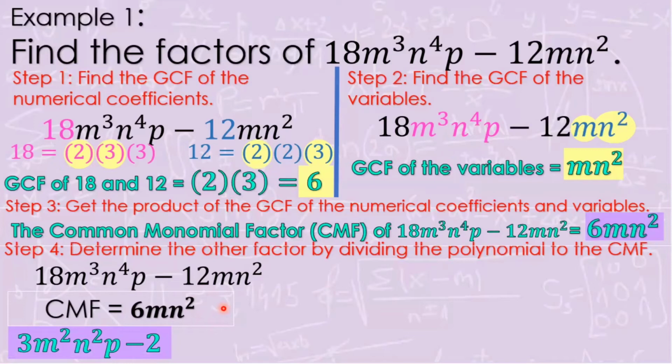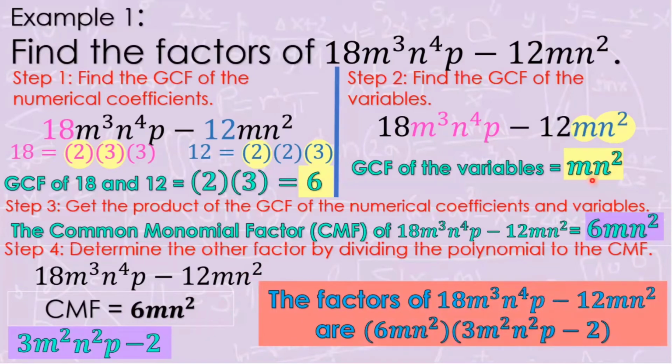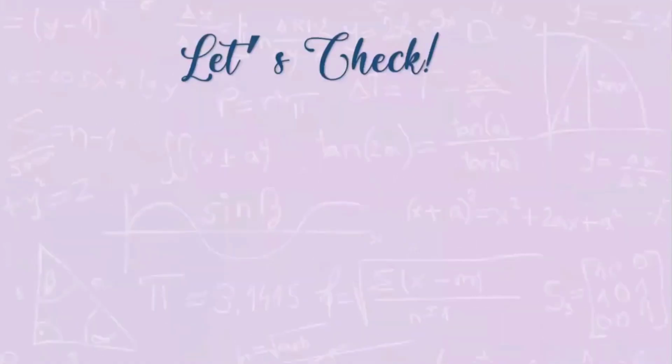So, thus, the factor of 18m cubed n to the fourth p minus 12mn squared, which is our given earlier, is 6mn squared, ito yung CMF natin, times 3m squared n squared p minus 2, ayun yung other factor natin. Okay? Now, you want to check if you got the correct factors.